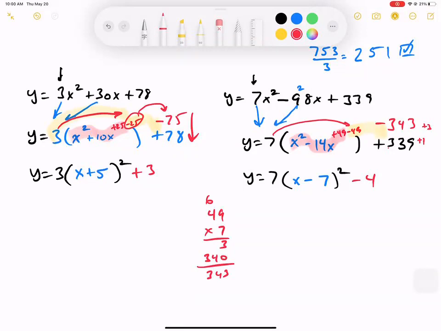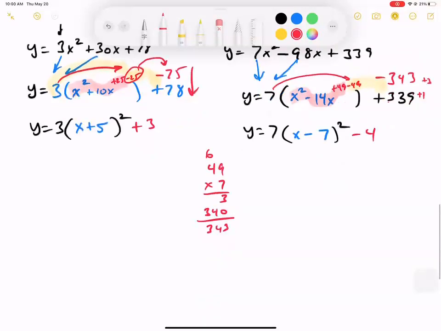So these are our 2 problems. We're all set up, good to go. We can now declare what the vertex is. It's negative 5, 3. The vertex here is 7, negative 4. Remember, the sign switch for the h values.